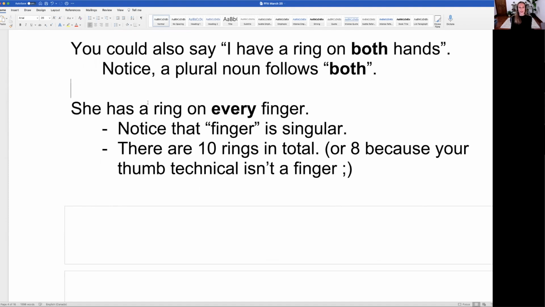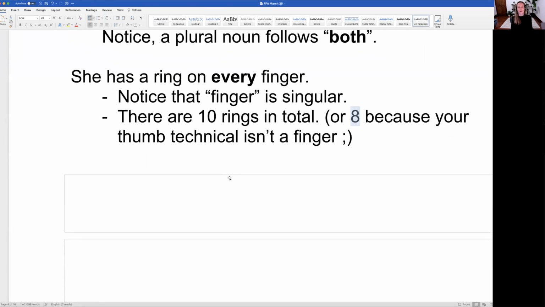So how about this one? She has a ring on every finger. Now notice here, we can say this because we have more than two fingers, right? So finger is singular because we're using every, even though it represents 10, or if you want to be a stickler for the rules, then it would be 8 because technically your thumbs aren't fingers. So you can think of it as 8 or 10, whichever you'd like.